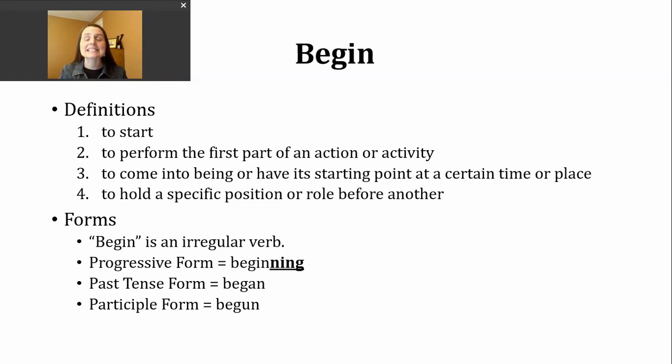The past tense has a different spelling, so we're going to swap out the I, change it to A, and we'll form began. The participle is again made by changing that second vowel, so we're going I to U here, and it's pronounced begun. So again, with the participle form, you'll see that with maybe the present perfect, have begun, has begun, or it could be the past perfect, had begun, are some examples of that.